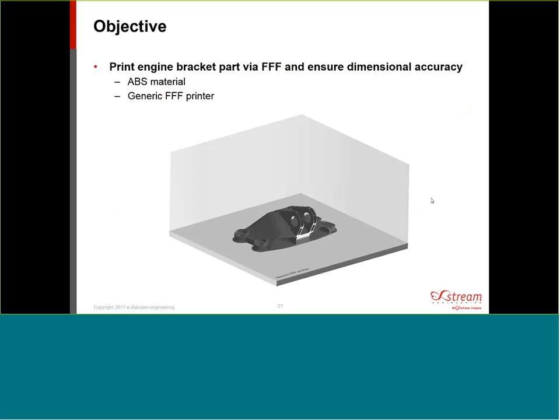So the idea here is to minimize the warpage of the component that you can see here. So it's an engine bracket. We are looking at this part made by FFF with an ABS material. And what we want to do is have a printed geometry which is as close as possible to the as designed geometry.